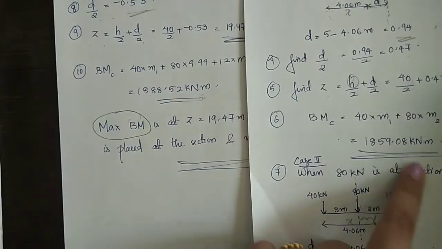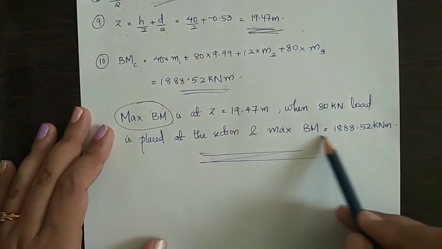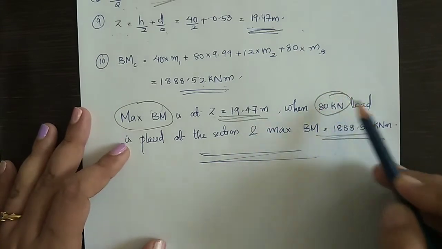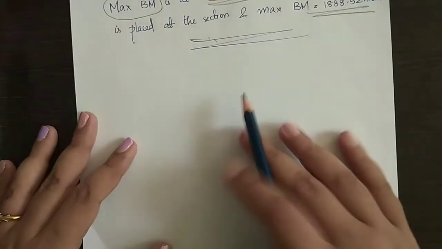Compare which is the maximum bending moment, and we find out that the maximum bending moment is 1888.52 kilonewton meter at a distance of Z is equal to 19.47 when 80 kilonewton load is placed at the section.